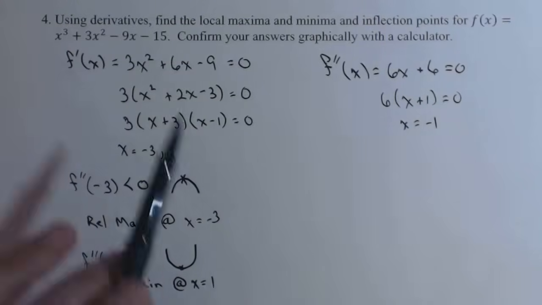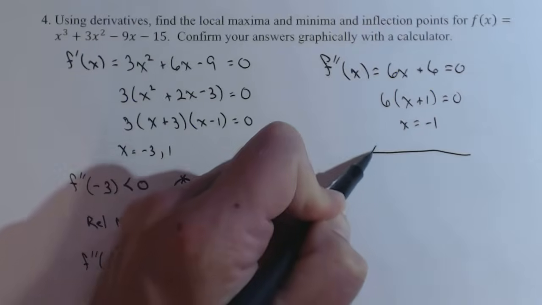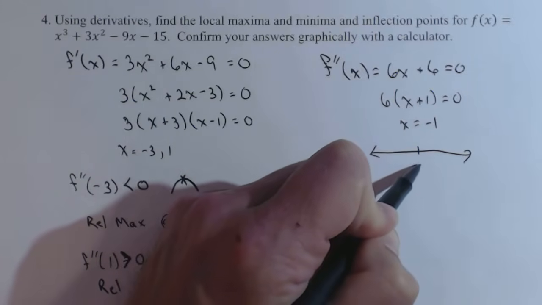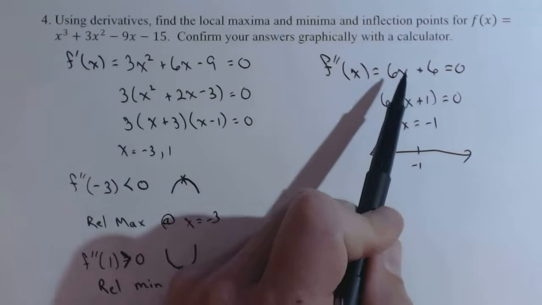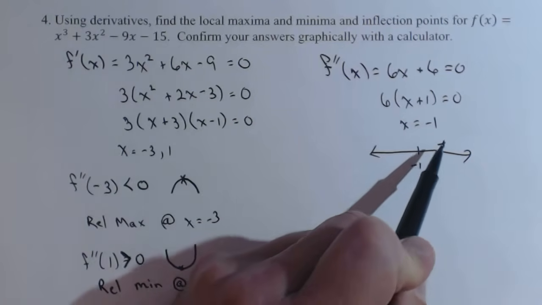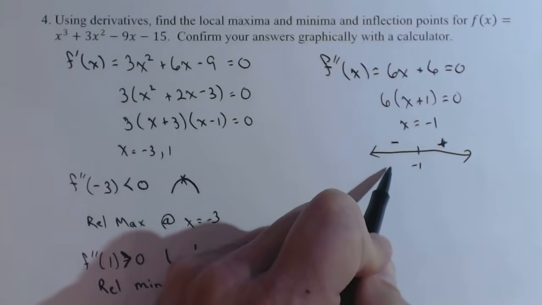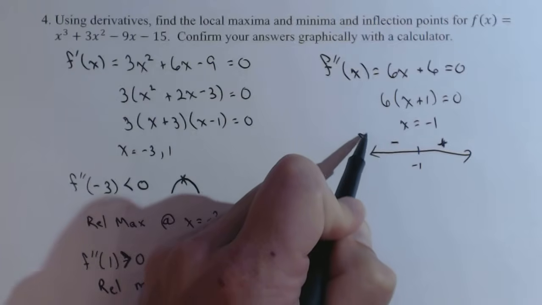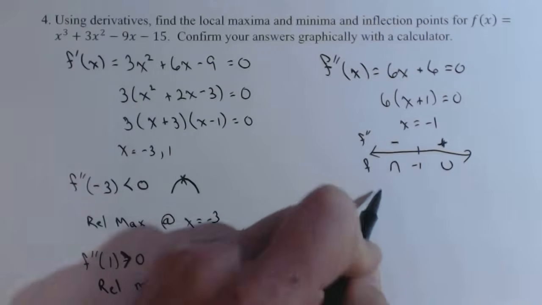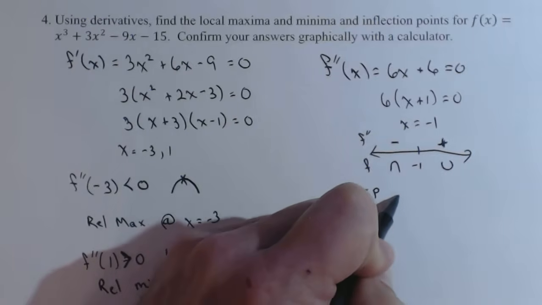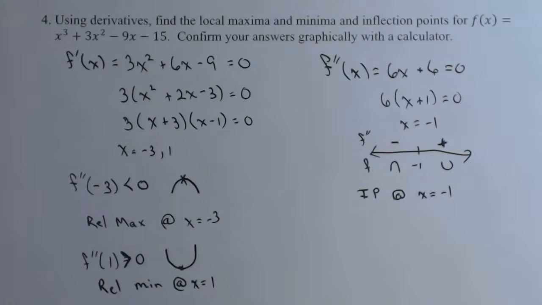We will give them as points, and our inflection point, if we have one, is at -1. Well, if we were to make a number line and put -1 on it and check our derivative, notice if we were to put in 0, we get a positive. If we were to put in, say, -2, we'd get a negative. So our original function, this is f double prime we're testing up here, our original function would be concave down, concave up. So we have an inflection point at x equals -1.